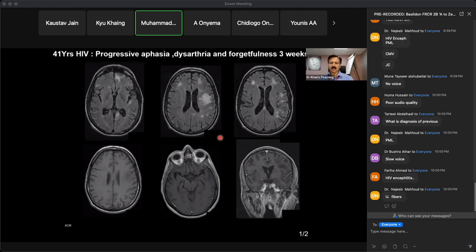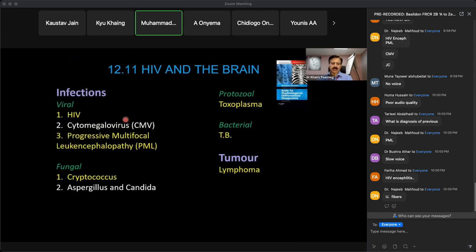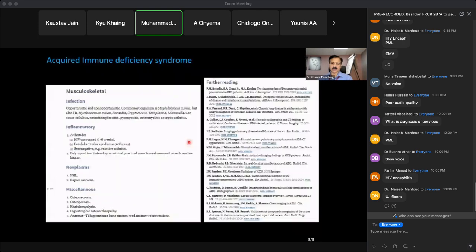Now, this demyelination, the classical pattern which the books tell you is usually parietal and occipital lobe, but now people have realized that this pattern is quite atypical. It is not symmetrical. So that was very well tackled, that it is not symmetrical. Please remember cytomegalovirus and HIV will show more symmetrical dirty white matter changes.